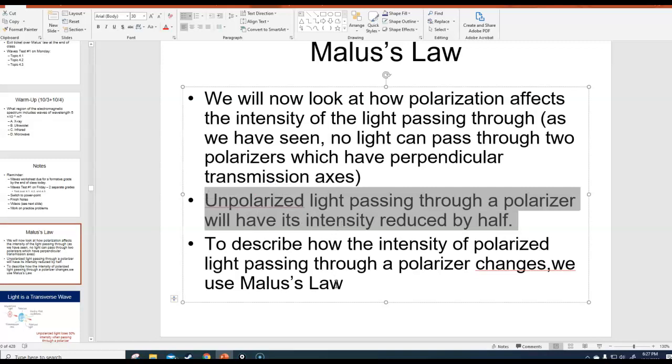It's important that you understand that Malus's Law only applies for light that has already been polarized. So you have to be really careful when you're reading problems, and you have to understand, is the light in the problem unpolarized or is it polarized? Because which one it is depends on how you handle the problem. So to describe how the intensity of already polarized light passing through a polarizer changes, we have what's called Malus's Law.